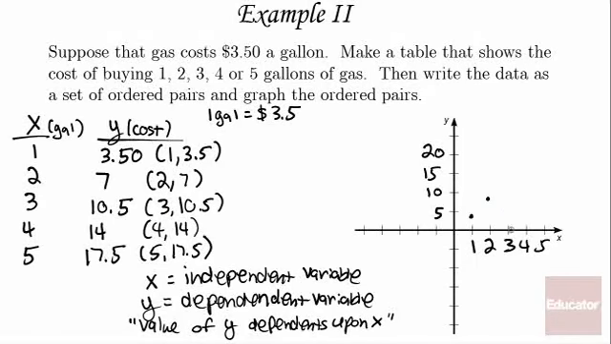My third value, 3 and then 10.50, so a little bit above 10. 4 is going to be at $14, so just below 15. And then 5 is going to be 17.5, so right about there.